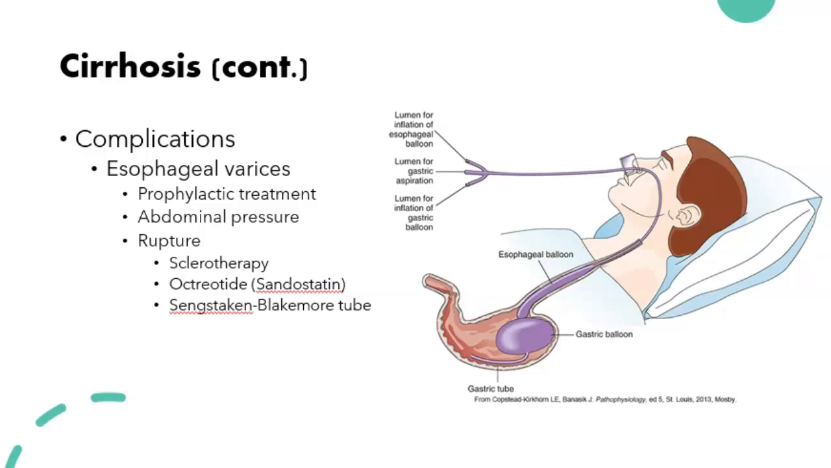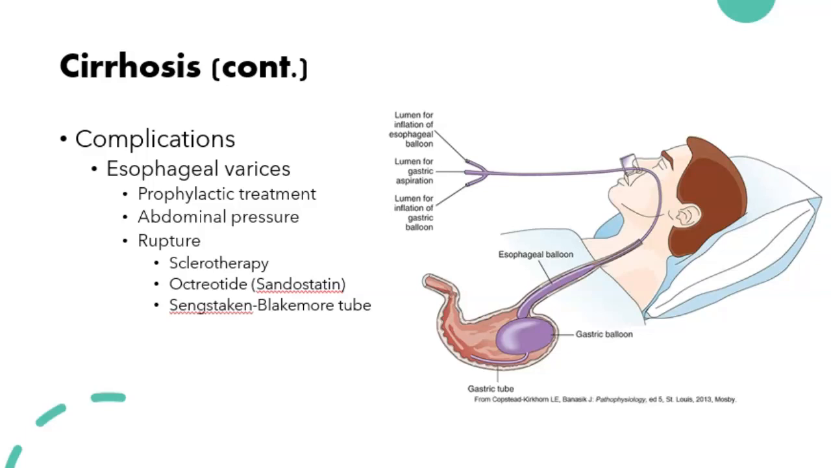Band ligation can be used. Administration of octreotide or Sandostatin. This slows the flow of blood from internal organs, and that helps reduce pressure on that portal vein. And then also a surgical shunt can be used as treatment as well.